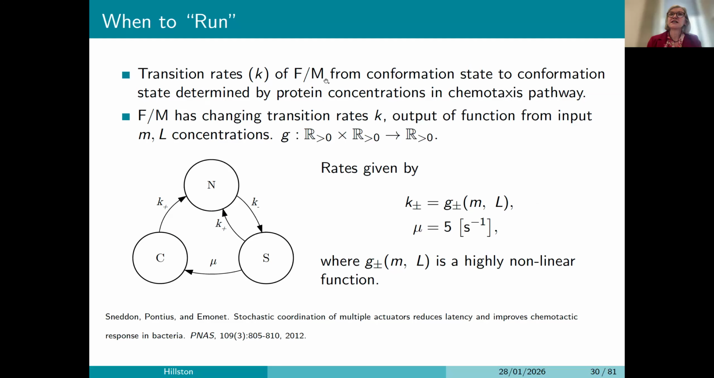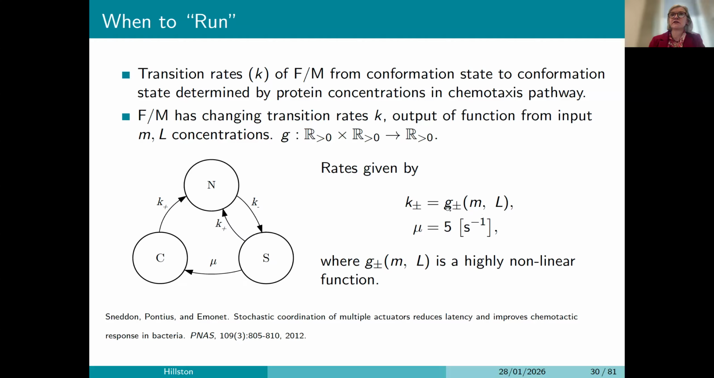So our transition rates: we've got K here for the movement between normal and semi-coiled and from curly to normal. And then we have this parameter mu, which is known, between semi-coiled and curly. So the one that we're really interested in is this parameter K, and this is influenced by what's observed from outside. So they're changing their transition rates K depending on these external parameters M and L.